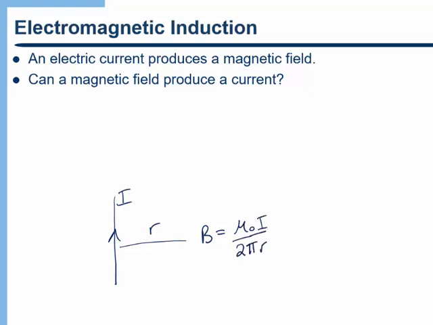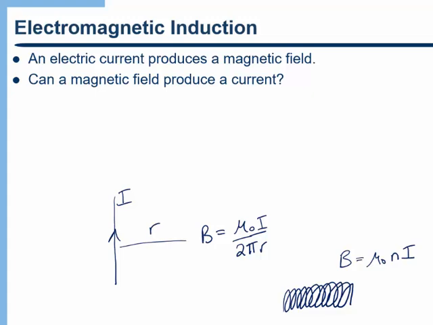Now, if we actually want to make an electromagnet, generally what we do is we put a coil of wire together, such as a solenoid. And remember, we saw that the magnetic field inside a solenoid is equal to mu naught N times I, where N is the number of turns per length. So that's how we make an electromagnet.